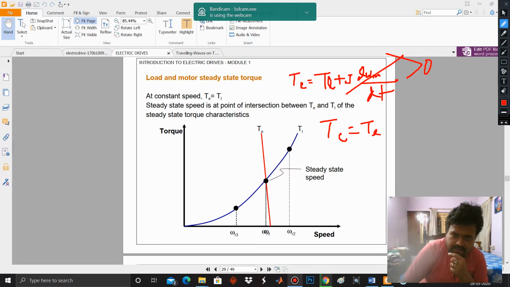Suppose this is the load torque profile, and the electromagnetic torque is like this. Here, when they intersect with each other, the values become numerically the same. So it is known as steady speed. Here, TE is equal to TL.